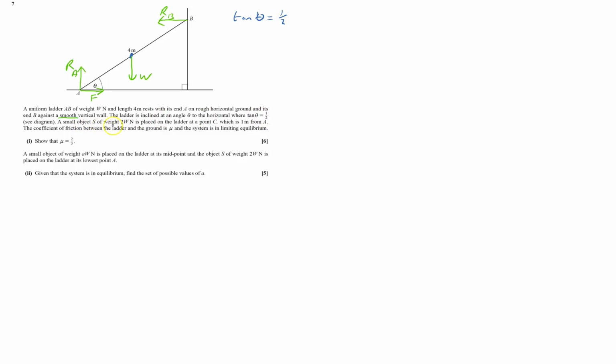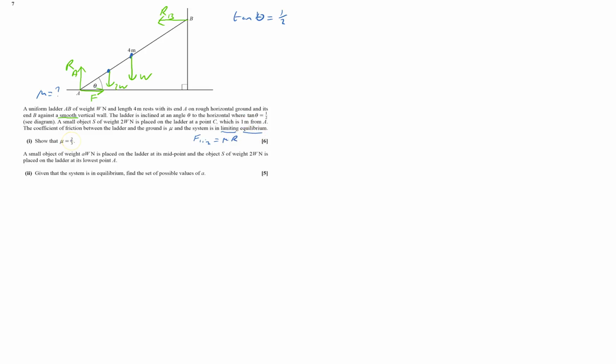A small object of weight 2W is placed on the ladder at point C, 1 meter from A. A is here, it's 4 meters, that'll be 2 meters, so the small weight is put in there, and that will be weight 2W. The coefficient of friction is mu, so I'm going to put down mu equals something. I've got to show that mu is 2/3, so we'll have to work out what mu is. And it's in limiting equilibrium, therefore F lim equals mu R.